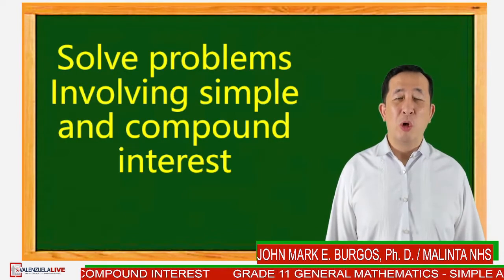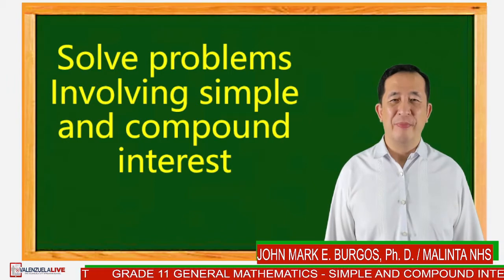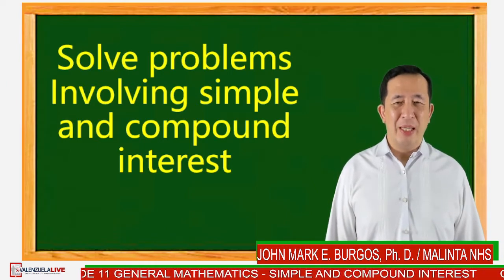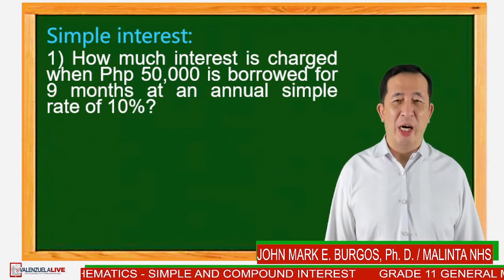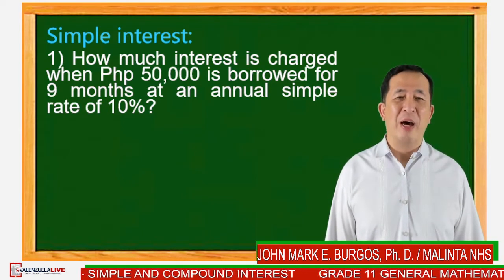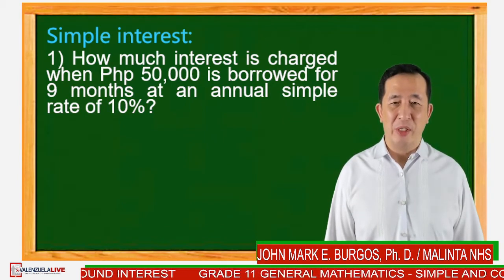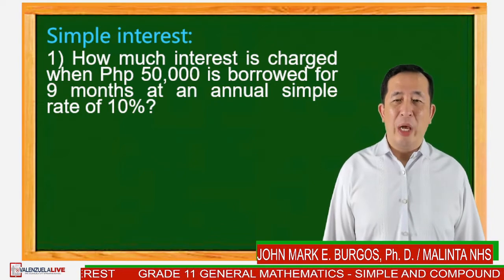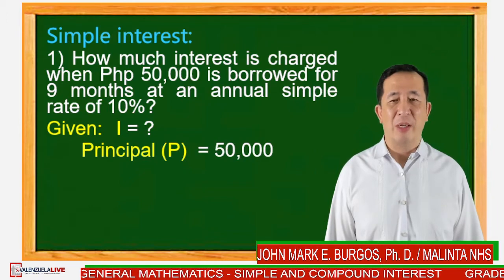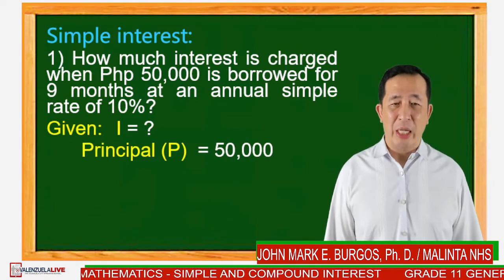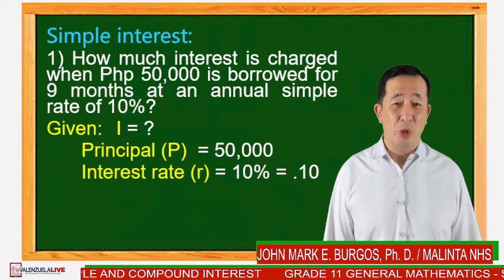Let's proceed to solve problems involving simple and compound interest. For the simple interest, we have the first problem. How much interest is charged when 50,000 is borrowed for 9 months at an annual simple rate of 10%? From the problem, we can see the given, which is the principal, which is 50,000 pesos, the interest rate, or the R, which is 10%, but we have to convert that to decimal, which is 0.10.